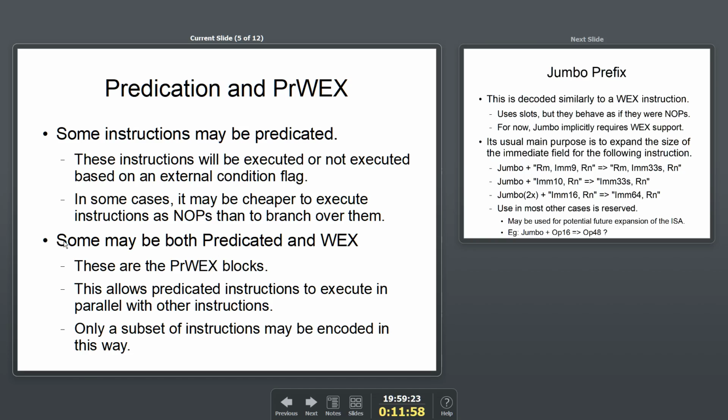Some instructions may be both predicated and WEX. These are the PrWEX blocks. This allows predicated instructions to execute in parallel with other instructions, and only a subset of the instructions may be encoded this way. Partly it's because there's only so much encoding space in an instruction set, so the main instruction blocks can be encoded this way, but some other ones that generally can't really be executed in WEX mode are left out of this grouping. But it will be pointed out later.